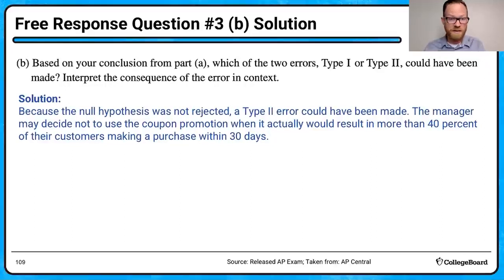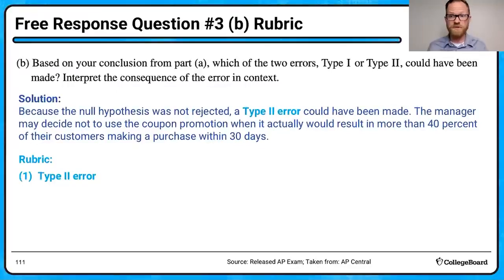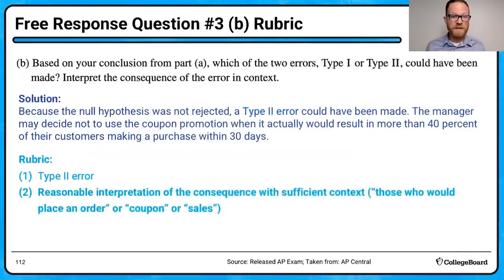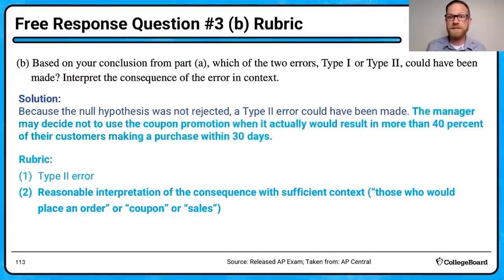So what's needed here for full credit? Well, the first part's easy. You got to identify the correct error that could have been made. In this case, we said type 2 error. Now, the second part of the rubric is to give a reasonable interpretation of the consequence with sufficient context, like those who would place an order or coupon or sales. And this is our second sentence that we provided here when we said that the manager may decide not to use the coupon when actually he probably should have used the coupon.